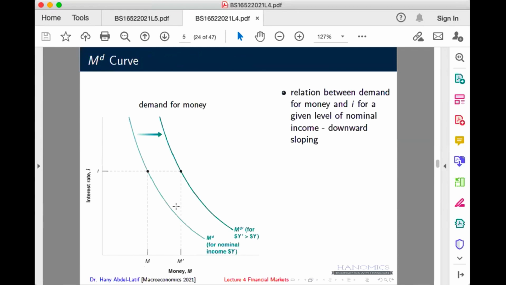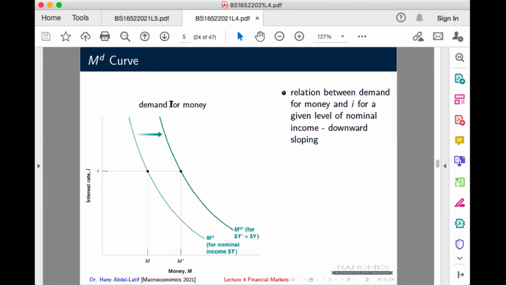Income level is a variable that is not on one of these two axes, but it is still relevant to demand for money. So if it changes, that will shift the whole demand curve either to the right or to the left, depending on the change in income. While changing the interest rate means that you move along the same curve. If income increased, the demand for money curve will shift to the right. If nominal income decreased, the demand for money curve will shift to the left.